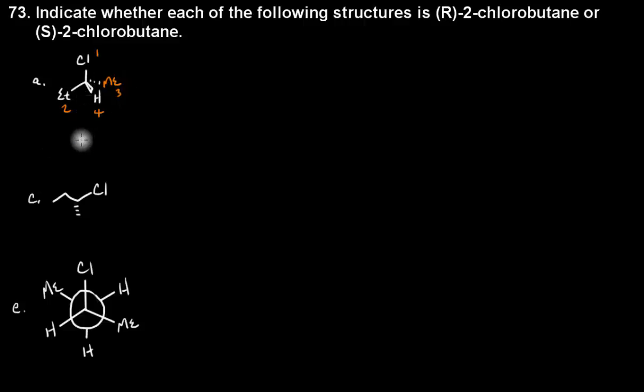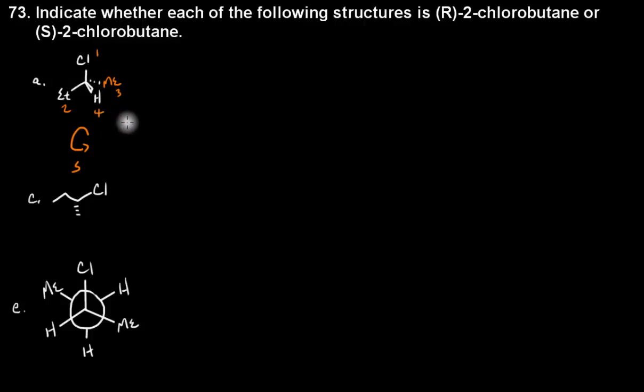So you might fall prey to the mistake of saying that since these are 1, 2, 3, it's looking like it's going counterclockwise, so S. You would be correct in the analysis that it's going counterclockwise, but you would be incorrect in that you would have forgotten that the way that we categorize R and S is that we always have to have the lowest priority group facing away from you. So in this case, the lowest priority group is actually facing towards you.